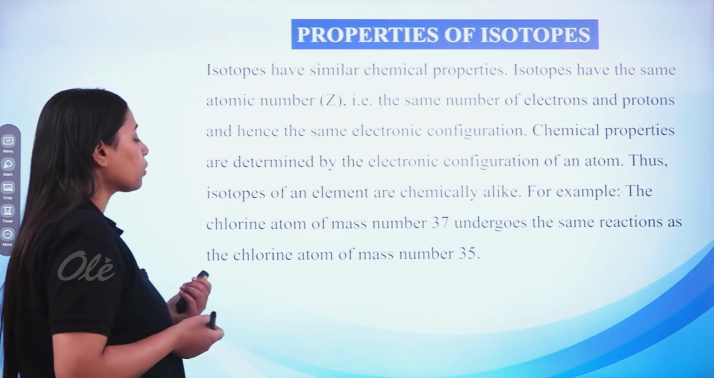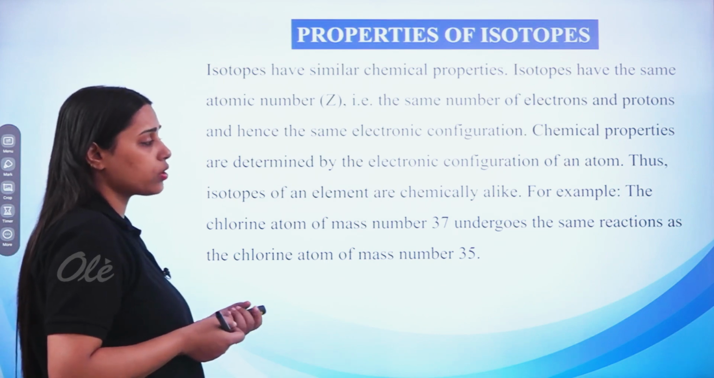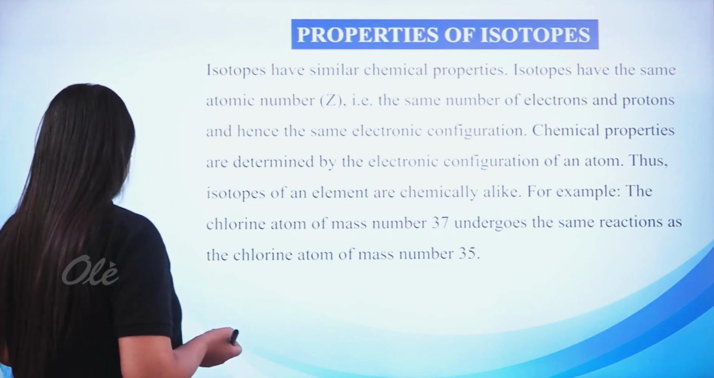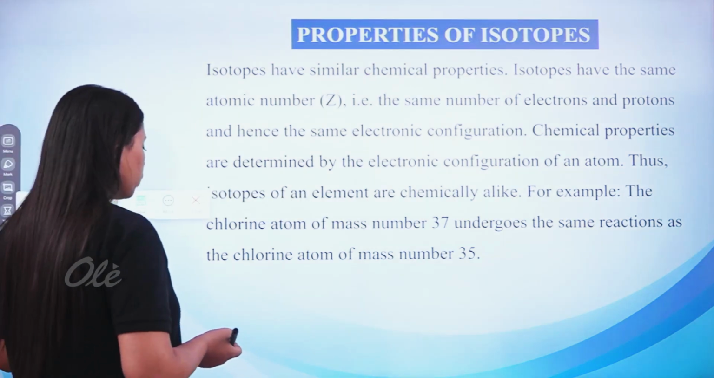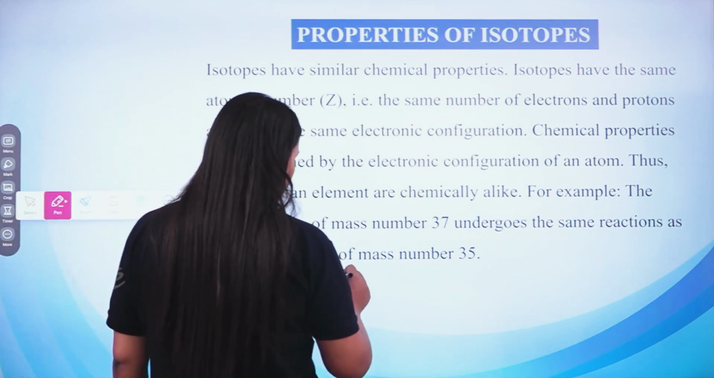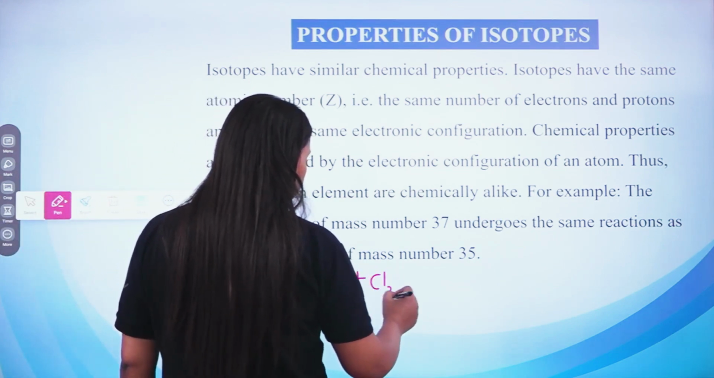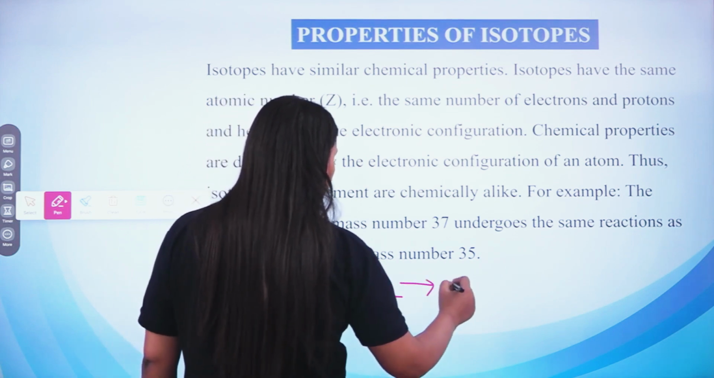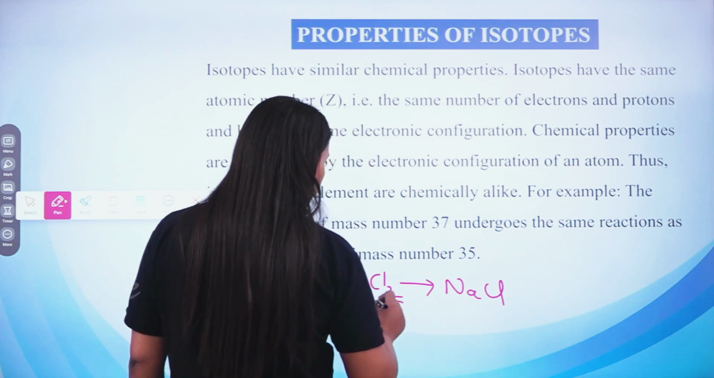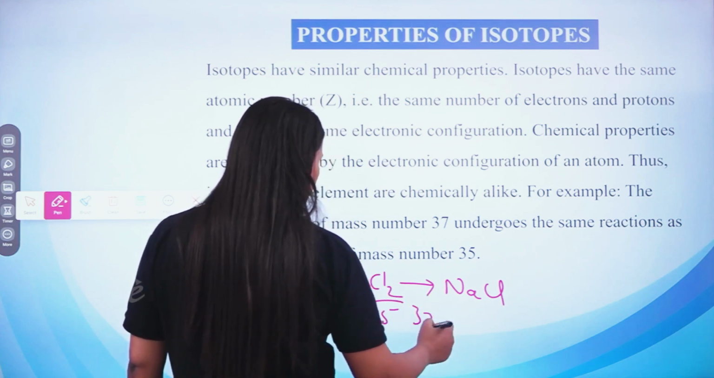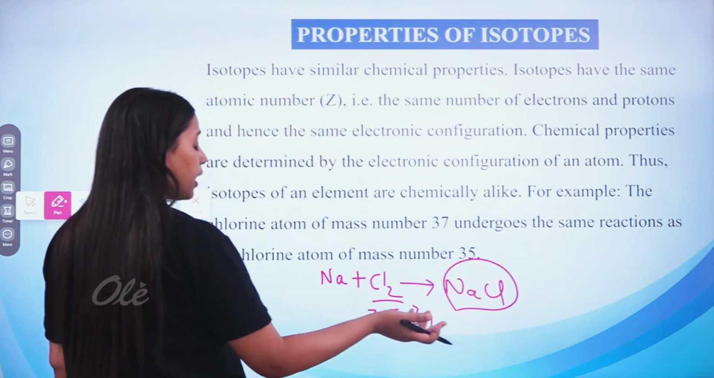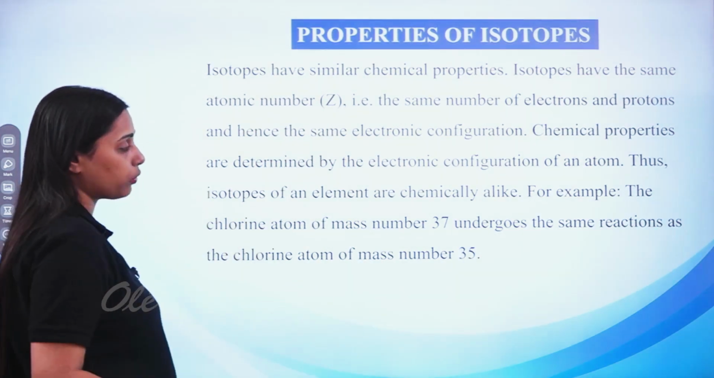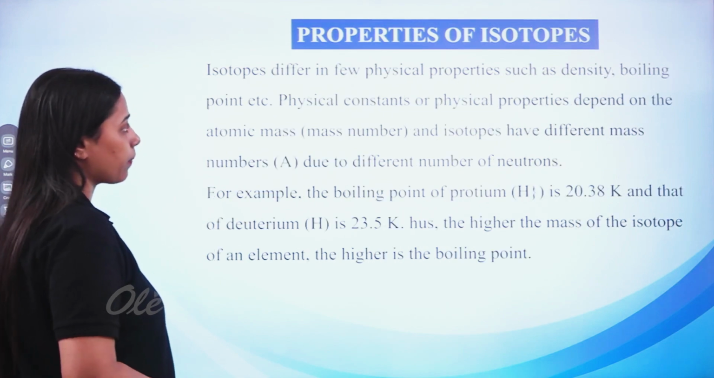For example, the chlorine atom of mass number 37 undergoes the same reactions as the chlorine atom of mass number 35. Take the reaction of chlorine with sodium. Chlorine is a diatomic gas only, so it is going to form NaCl only. Now this chlorine could be of mass 35 or 37, but it is going to result in the formation of NaCl. It is going to have -1 valency only. So according to that, the formula would be generalized.